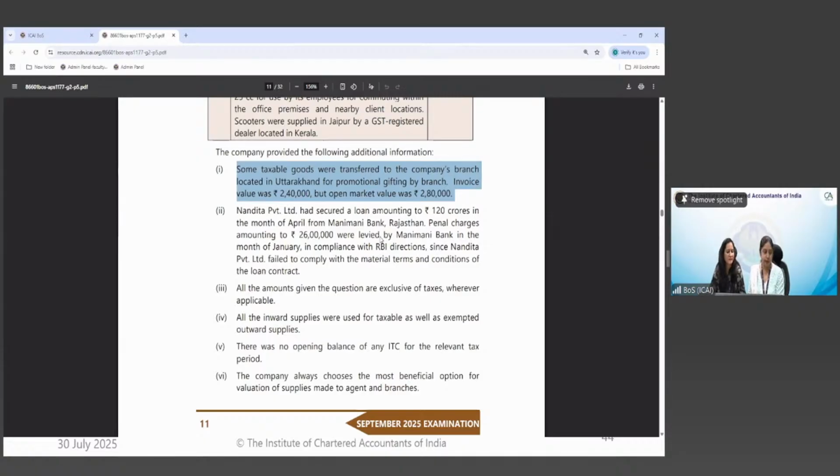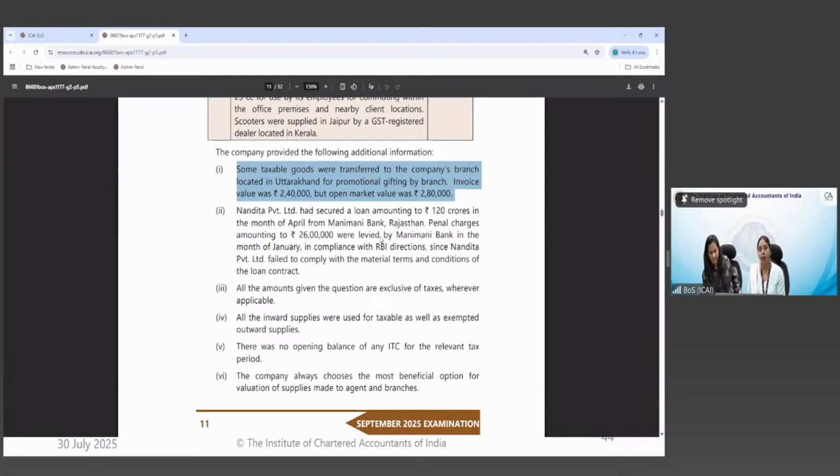Nandita Private Limited had secured a loan amounting to rupees 120 crore in the month of April from Money Bank, Rajasthan. Penal charges amounting to rupees 26 lakh were levied by Money Bank in the month of January in compliance with RBI directions, since Nandita Private Limited failed to comply with the material terms and conditions of the loan amount. So these are the penal charges levied by the bank.